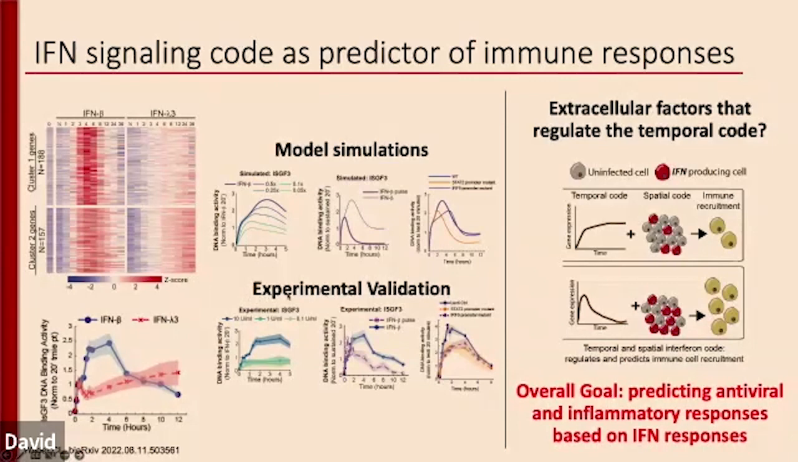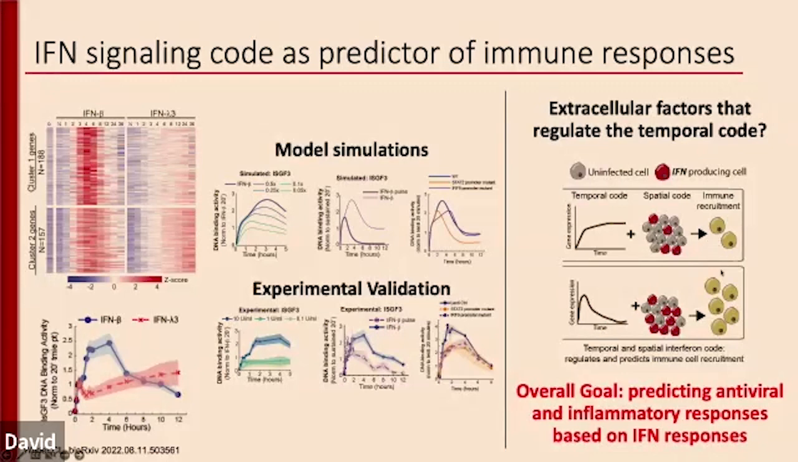And we've also used a number of modeling techniques as well as experimental validation to try to understand the mechanisms that control some of these temporal codes. What I want to do next, or in our lab, what we're focusing on is trying to understand some of the extracellular factors, such as extracellular composition as well as extracellular density. How does that then change some of these temporal codes that the cells use to determine which interferons are present? And how does that ultimately impact immune cell recruitment?